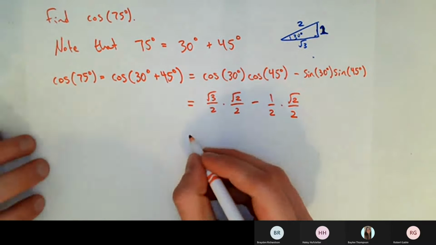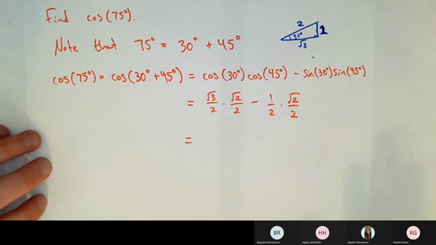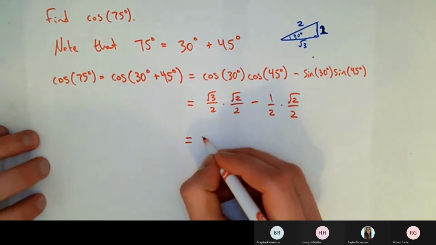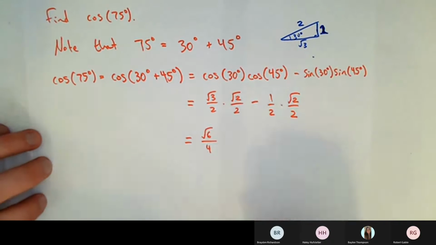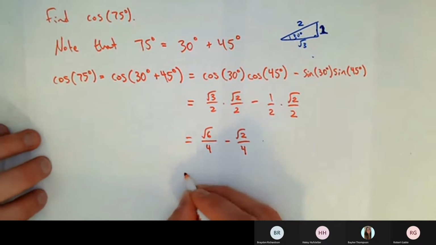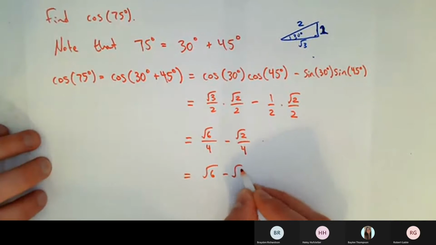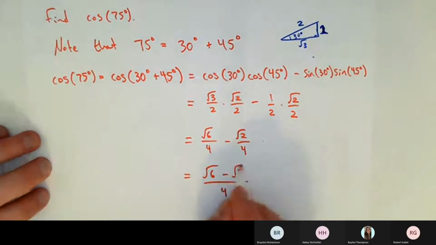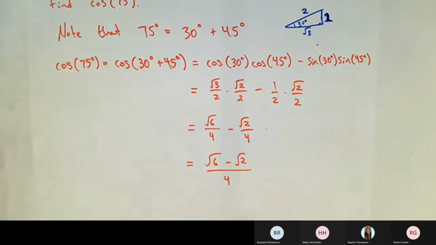And then all that remains at this point is some arithmetic. That's going to be square root of 6 over 4 minus square root of 2 over 4. Then I can say square root of 6 minus square root of 2, all over 4, the same denominator, so I can squish these fractions together. That's as far as I can go. I can't take the difference of these two roots because they're different kinds of roots. Okay.